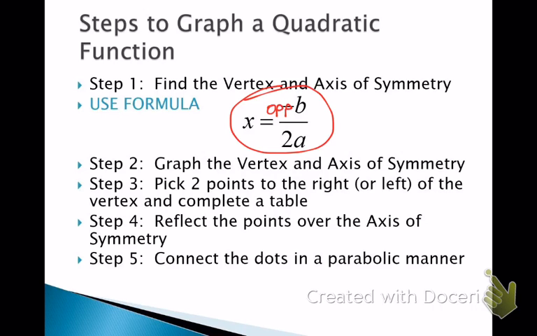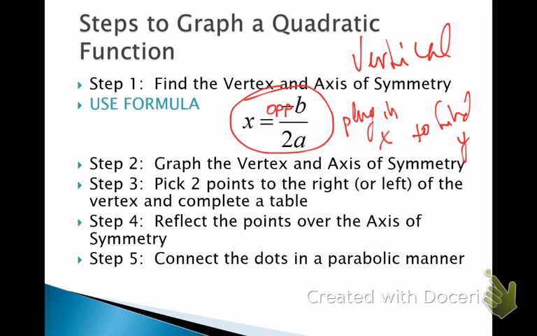To find the y-coordinate of the vertex, just plug in x. And then you'll have the point for the vertex. Once you have the vertex, we're going to graph it. And then we know that the axis of symmetry goes through it, which is going to be a vertical line, because right now our parabolas are just opening up or down.